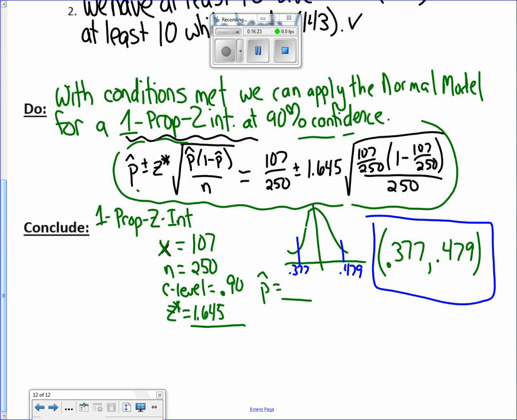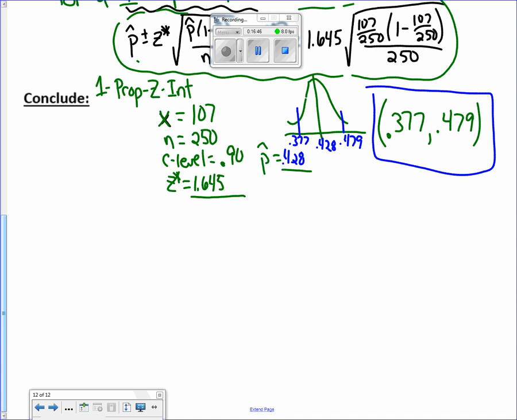Calculate. Oh, p hat was 0.428. So this right here is 0.428. That's what's in the middle. So that was the do part. If you've done all this and ran out of time, at least you would get a 3 out of 4 on this problem. However, that would be really sad because the conclusion is a piece of cake.